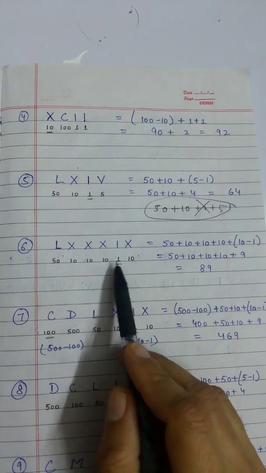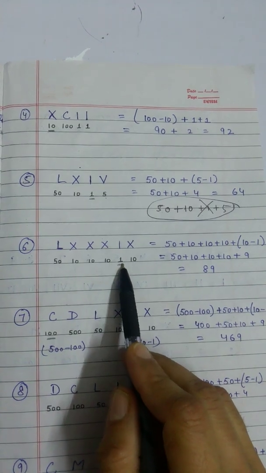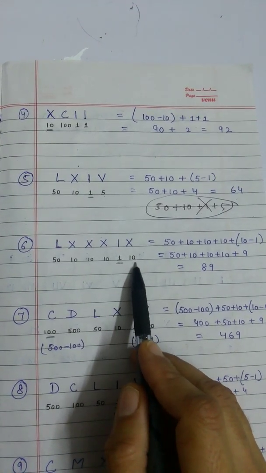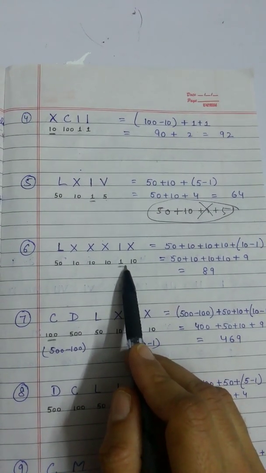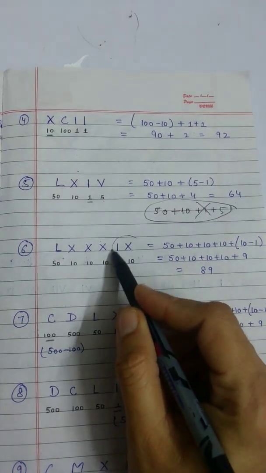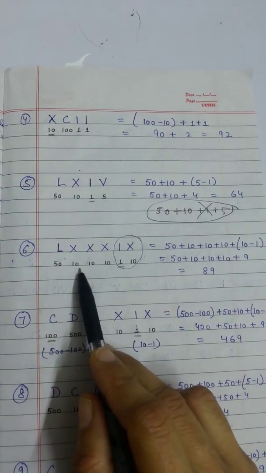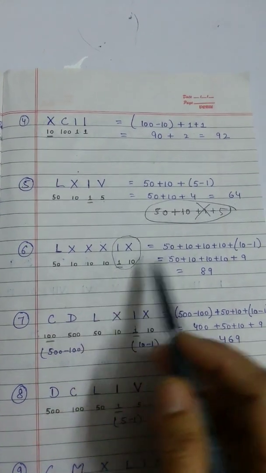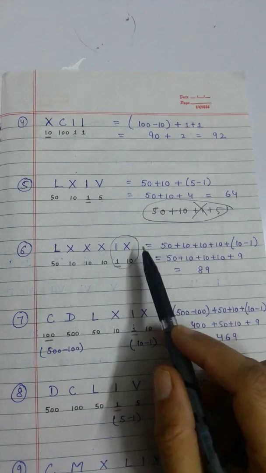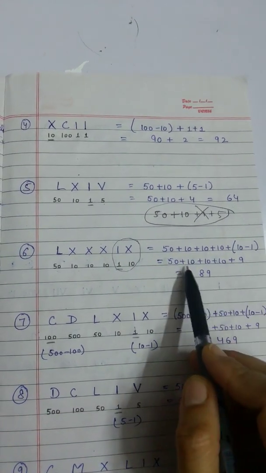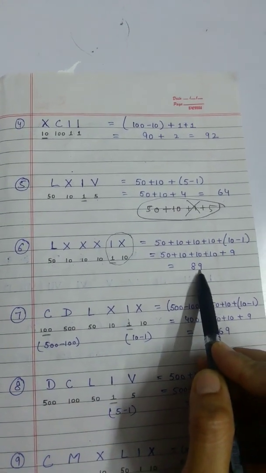Whenever there is a smaller symbol between two larger symbols, what will be my rule? Smaller will be subtracted from the digit on its right. Okay, so 10 minus 1, 9. So this becomes 9. Let me solve this. 50 plus 10 plus 10 plus 10 plus what? 10 minus 1 is 9. So it becomes 50 plus 30 is 80 plus 9, 89.